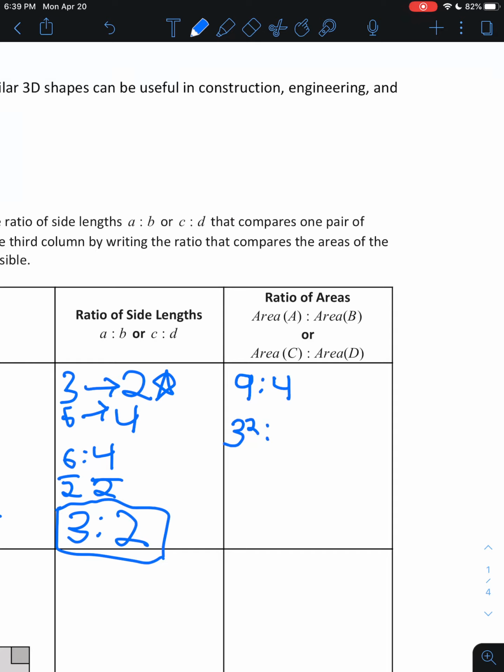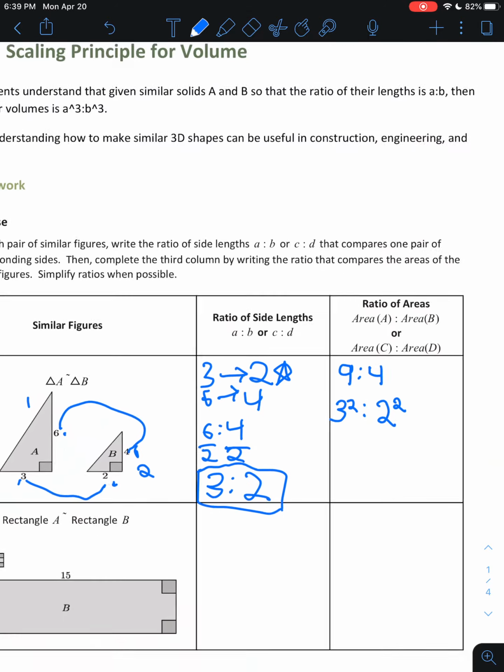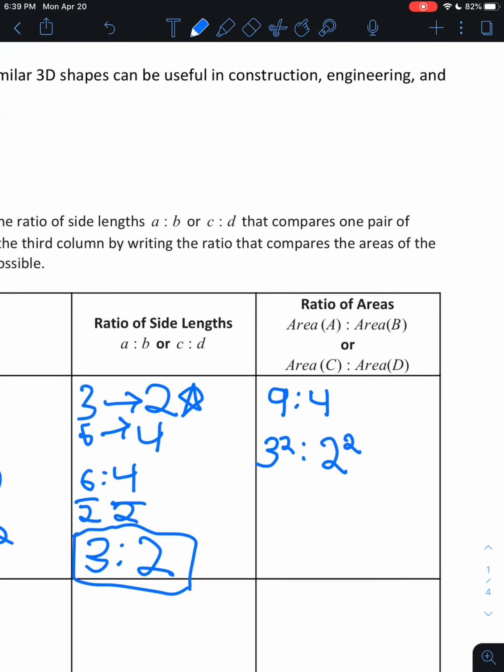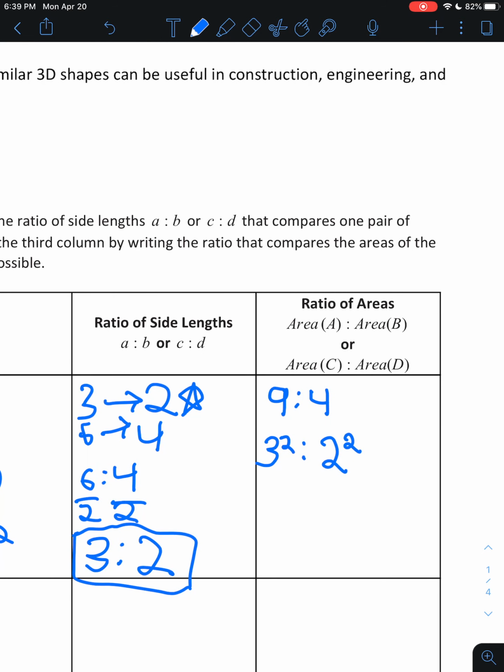And 4 is the same thing as 2 squared. And really, I shouldn't necessarily say that's a simplification. That's more of just a different way of writing it. And the reason I write it like this is because I want to highlight, notice the ratio of sides was 3 to 2, and then the ratio of areas is 3 squared to 2 squared.